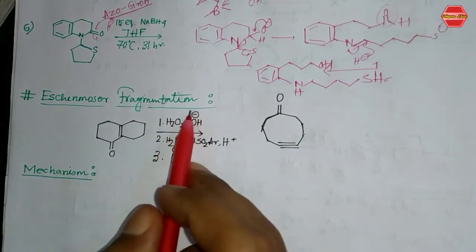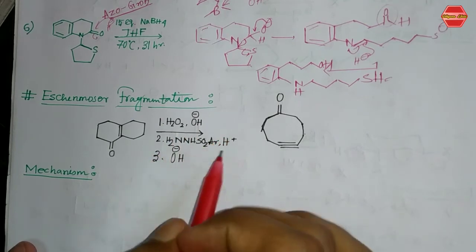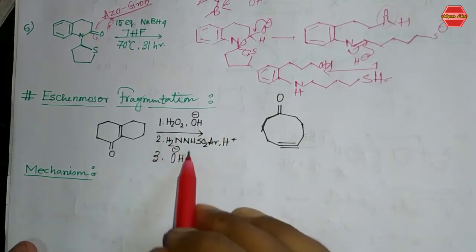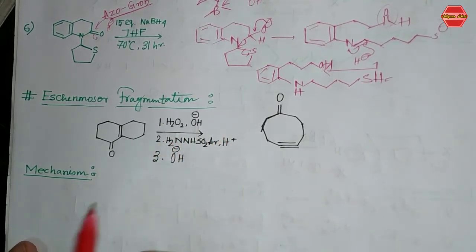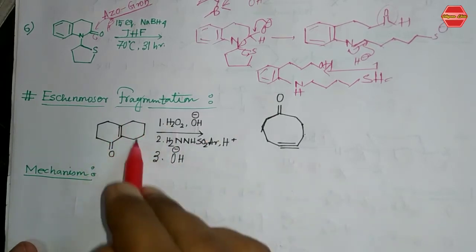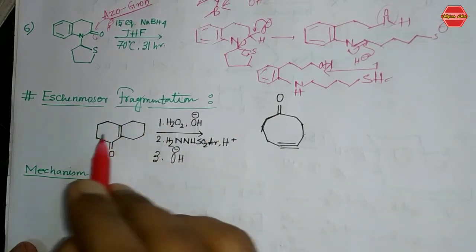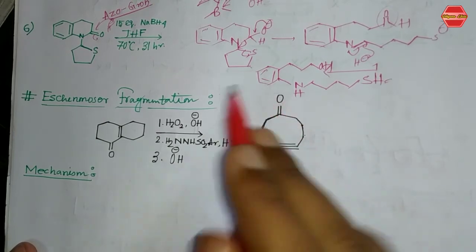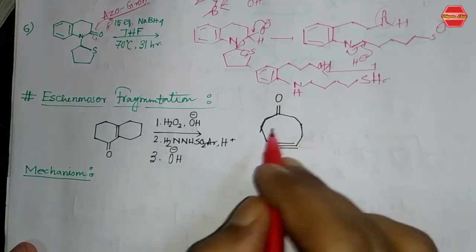So first we are using H2O2, then we are using this tosyl hydrazine or this type of group, and finally we are using the base. Now from this type of six-member ring, we are getting this kind of large ring, along with this triple bond.